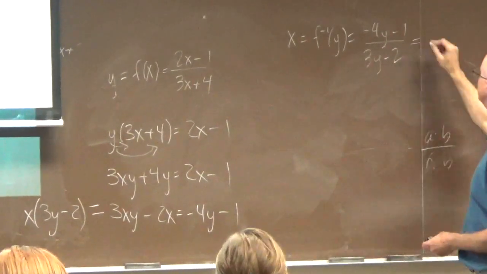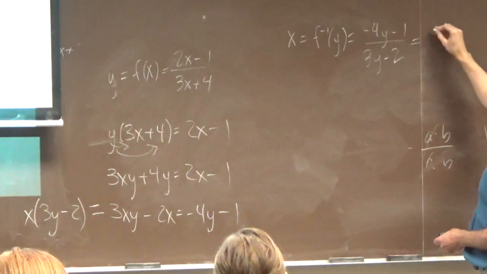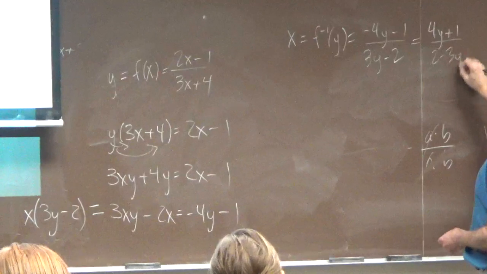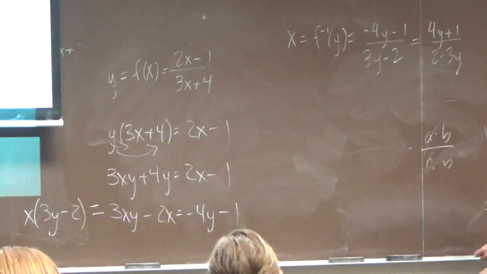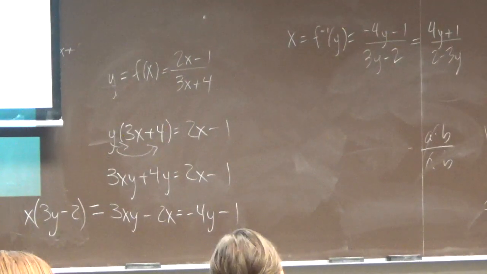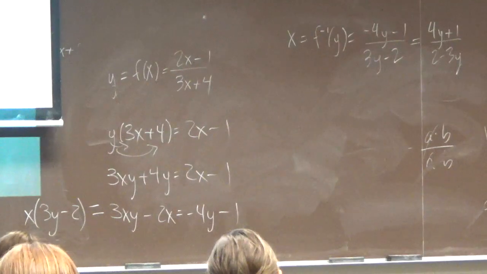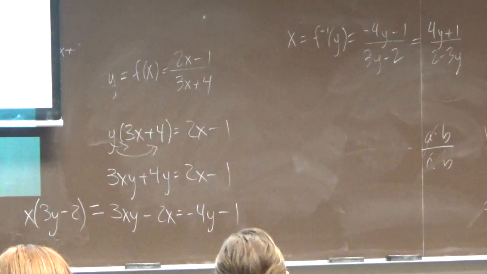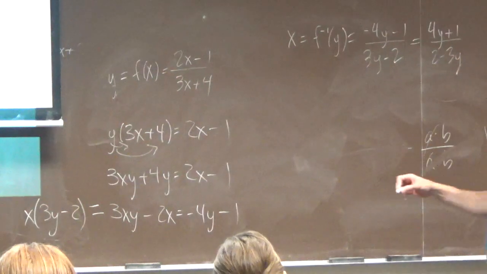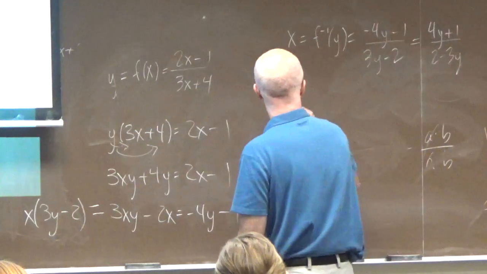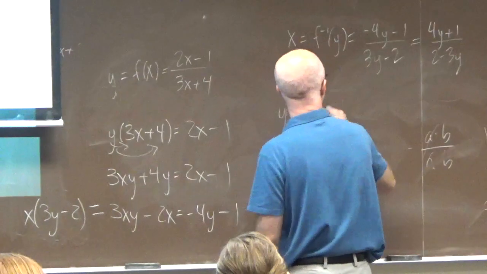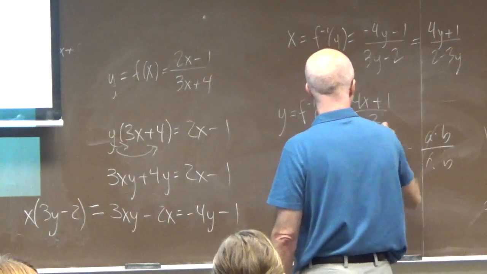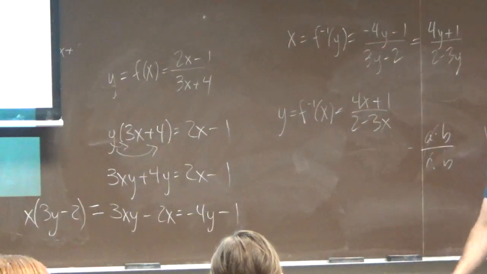Or if you prefer, multiply the top and the bottom by negative 1, you'll get 4y plus 1 over 2 minus 3y. Those are the same thing. It doesn't really matter which way you write it. The reflection property, if I now swap y and x, will work for these functions as well. And that's something that might be worthwhile checking after class.